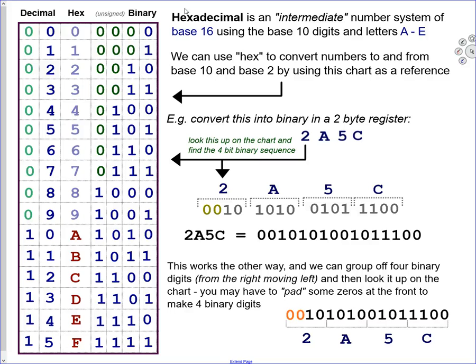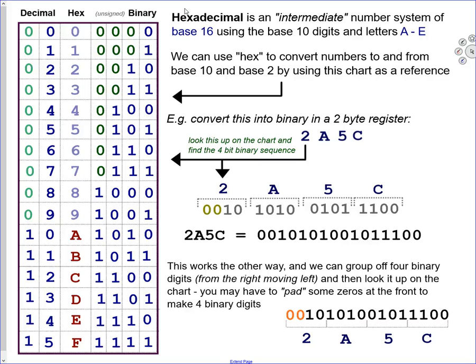Okay? So if it says, take the number 2A5C and convert it to binary, you just look them up on the chart. What's 2? Oh, it's this number right there. 2 is 0010. What's A? Oh, look it up on the chart. It's 1010. So I'll just pop it in there. What's 5? 0101. What's C? 1100. Put them all together. I get 2A5C is 0010 1010 0101 1100. So it's just that easy when you use the chart.